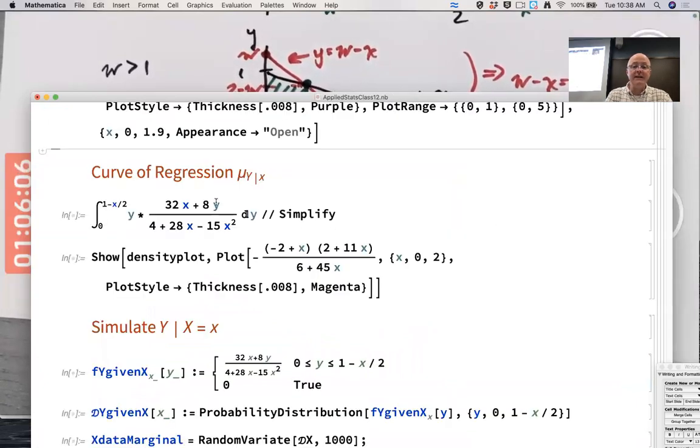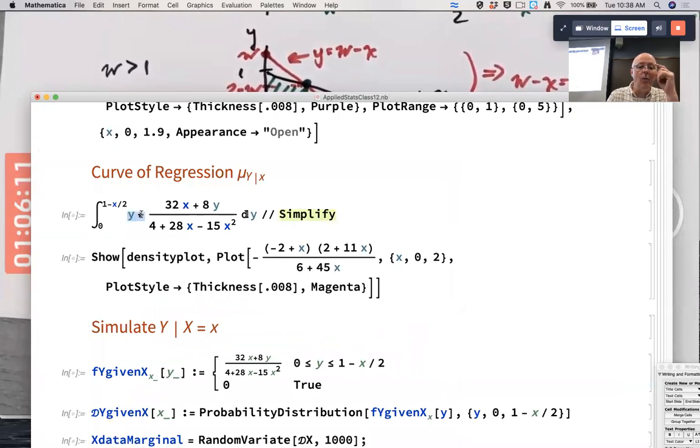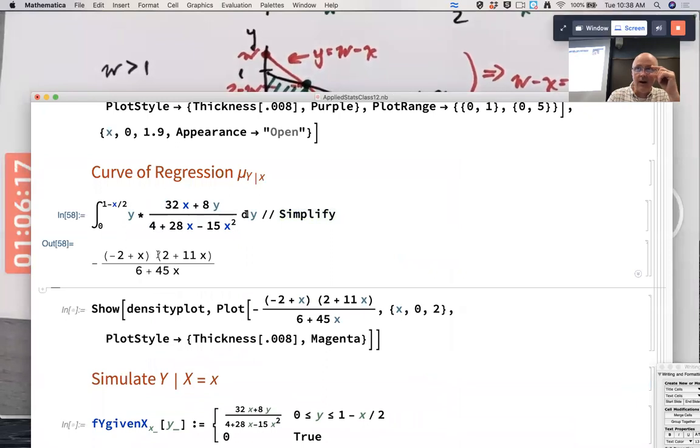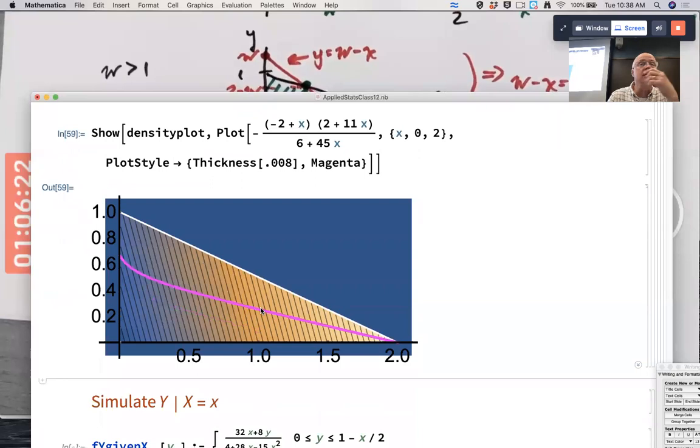What's the curve of regression? It's the mean of those densities. I'm integrating with respect to y times this conditional density. This thing depends on x, and you can't get rid of the x there. If you plot that function of x, you get this pretty picture showing you that for different values of x, I can approximate the mean of the corresponding value of y by this curve. This is the curve of regression. For example, when x is 1, I should expect the mean value of y to be close to 0.3.